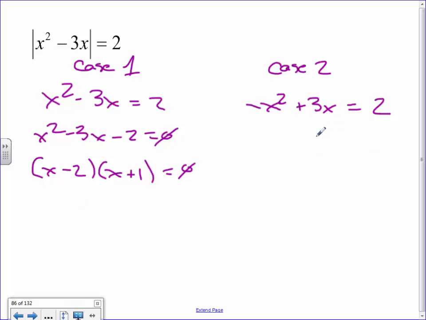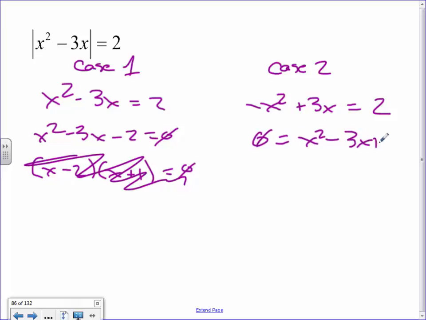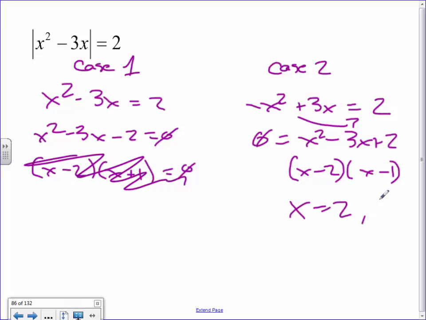Let's do case 2 real quick here. I knew one of them factored. Let's set this one aside. We'll come back to it, because this one's going to need the quadratic formula. So this one here, 0 would be x squared minus 3x plus 2. I'm just bringing this stuff that way. This one should factor. So that gives you x minus 2, x minus 1, I think. So then x is 2 and 1.